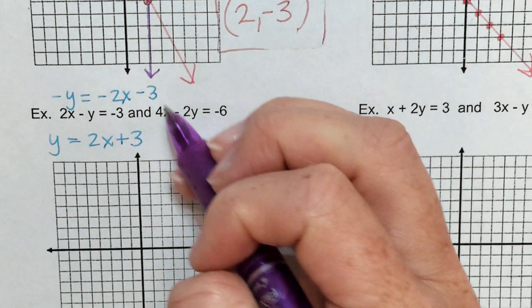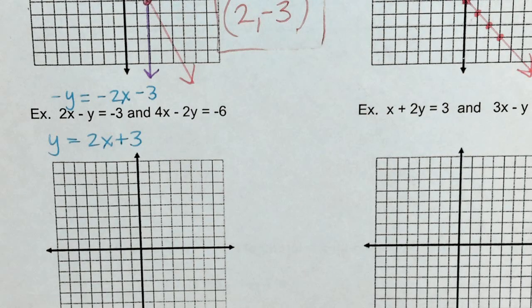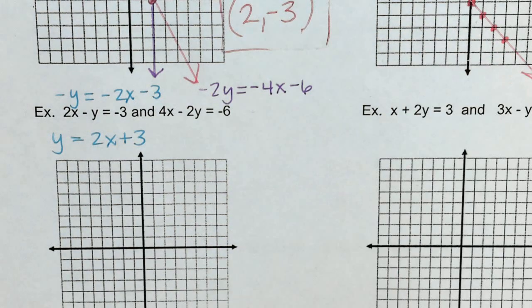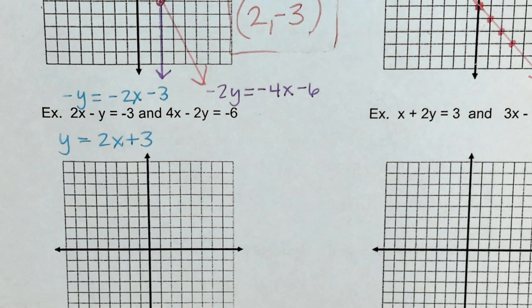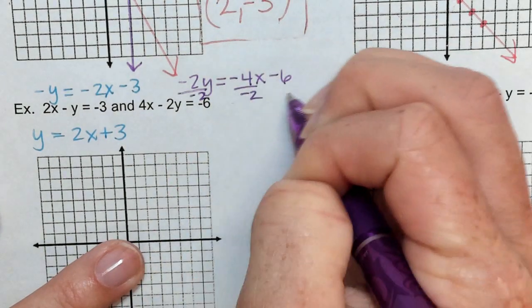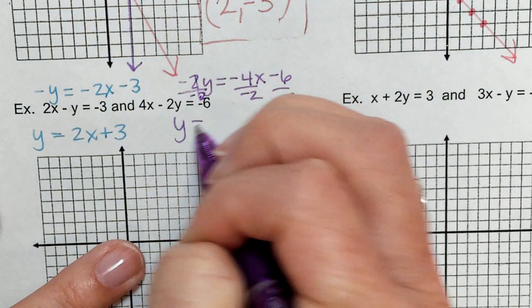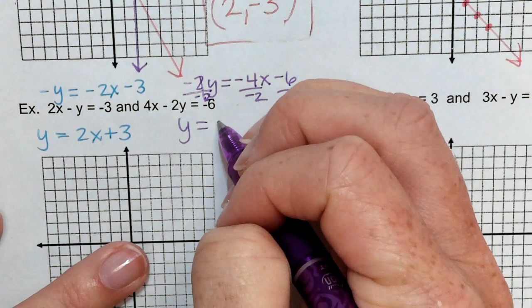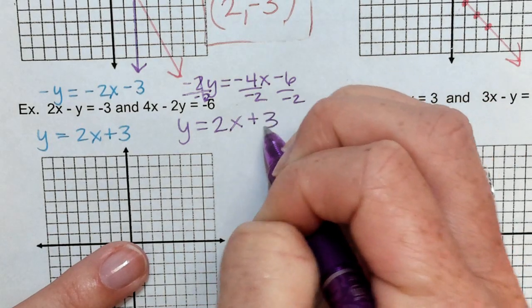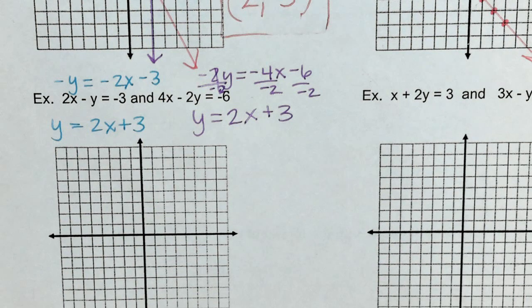Okay, this one I need to pull the 4x to the right by doing what? So I have negative 2y equals negative 4x minus 6. How do I get rid of the y's coefficient of negative 2? Divide everything by negative 2. So I have y equals negative 4 divided by negative 2 is positive 2x, and negative 6 divided by negative 2 is positive 3. Tell me about those two lines. So what will my answer be? All real numbers.